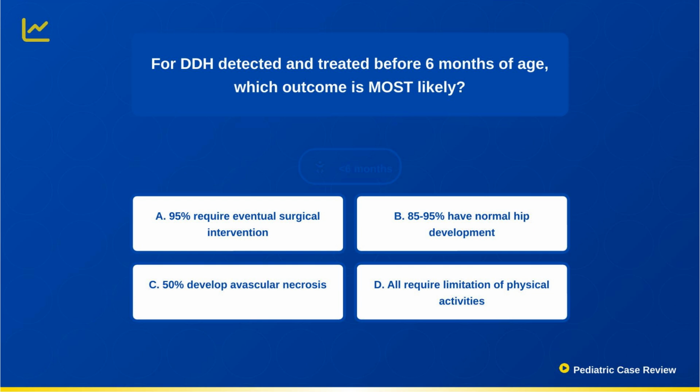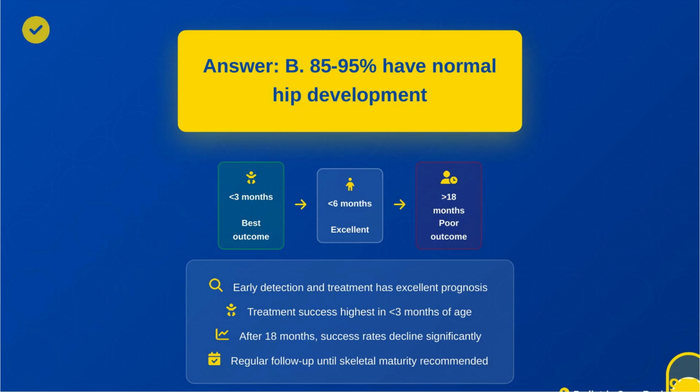For developmental dysplasia of the hip detected and treated before 6 months of age, which outcome is most likely? A. 95% require eventual surgical intervention. B. 85 to 95% have normal hip development. C. 50% develop avascular necrosis. D. All require limitation of physical activities. The correct answer is B.